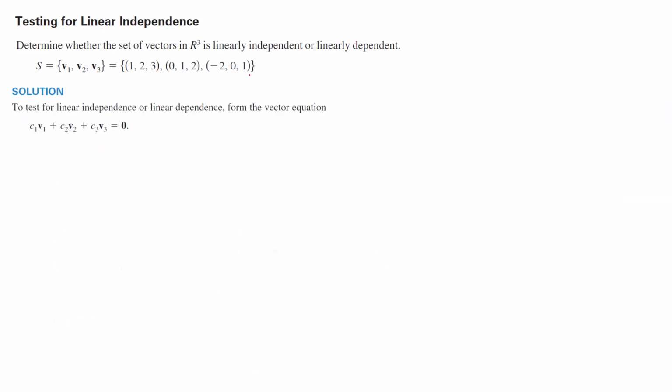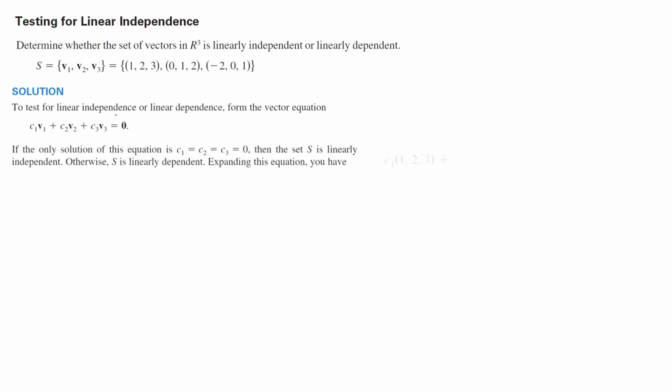To test for linear independence or linear dependence, we need to form the linear combination C1 v1 plus C2 v2 plus C3 v3 equals the 0 vector. If all of these Ci's become 0, then you have linear independence between them. Otherwise, you say they are linearly dependent. So let us begin. C1 times (1, 2, 3) plus C2 times (0, 1, 2) plus C3 times (-2, 0, 1) must be equal to the 0 vector.